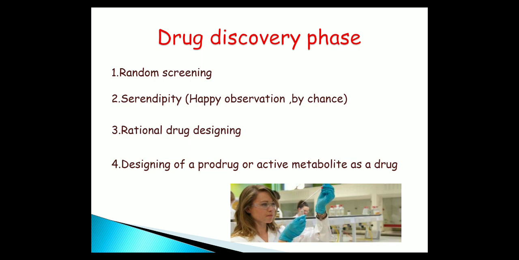What is an active metabolite? What does prodrug mean? When the drug is outside our body, it is in an inactive form, but whenever it goes into our body, at that time it gets converted into the active form of that drug, so that it will react with our body parts, our receptors, and show the pharmacological effect, to treat or cure the ailment or disease. So designing of a prodrug or active metabolite as a drug is the fourth stage of drug discovery.